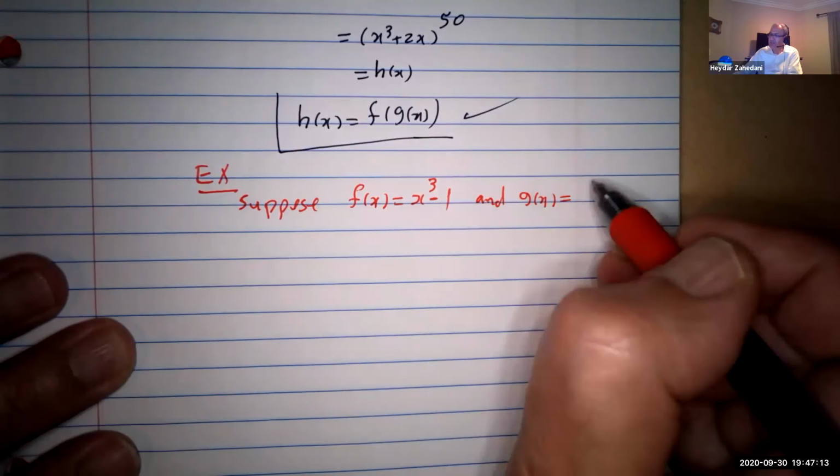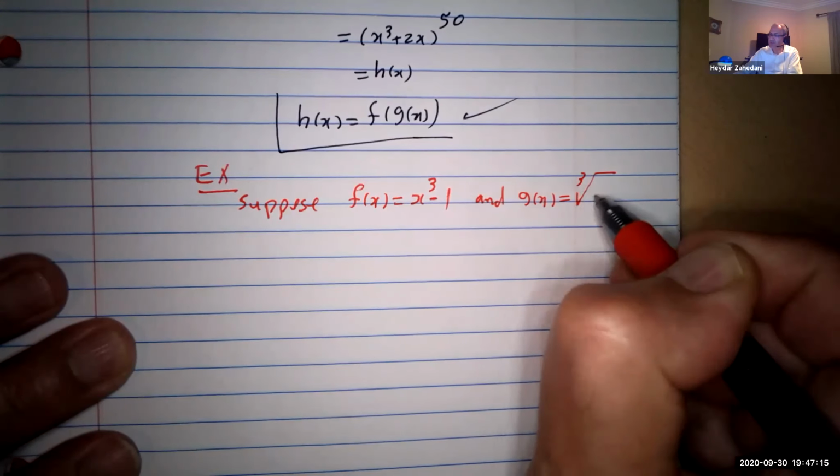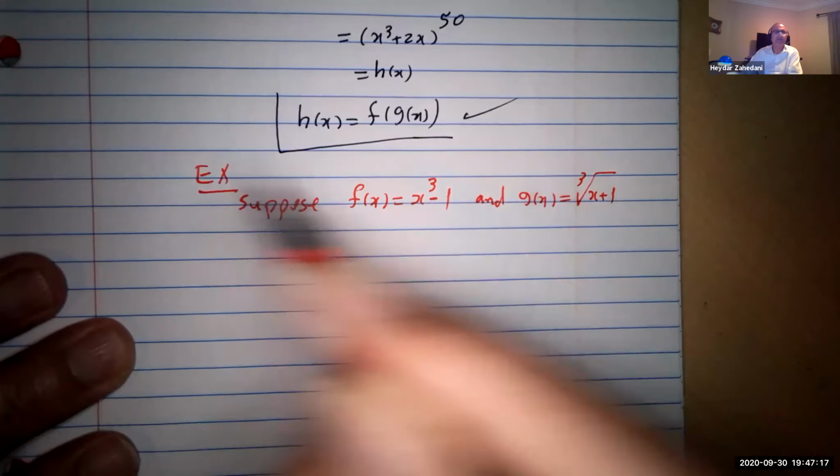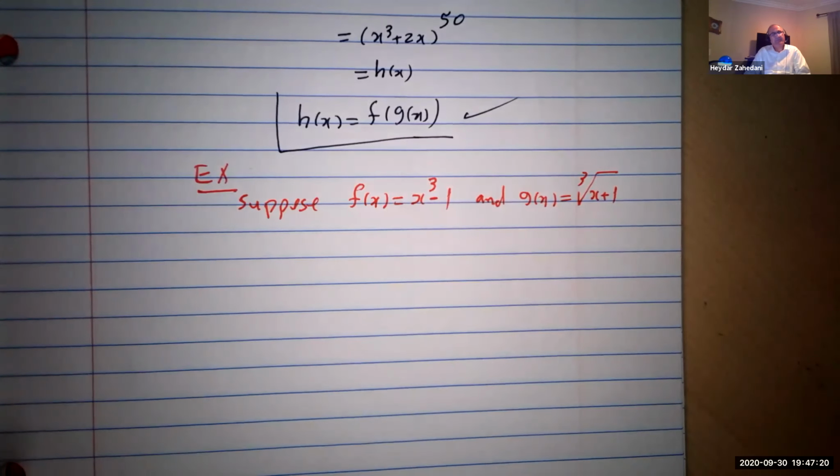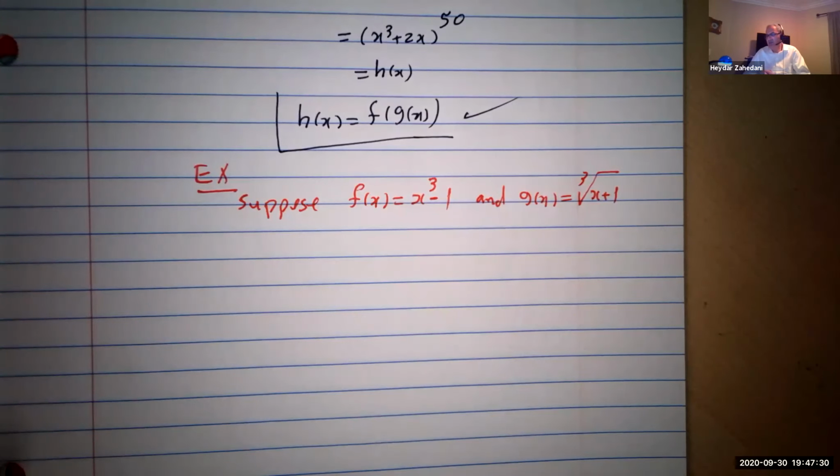Okay, g of x is cube root of x plus 1. You see, I give you two functions. f of x equals x cubed minus 1, and the second function is g of x equals cube root of x plus 1. We ask you to find the following.